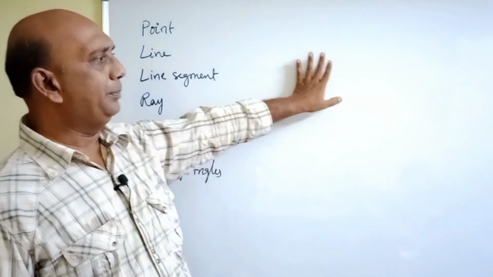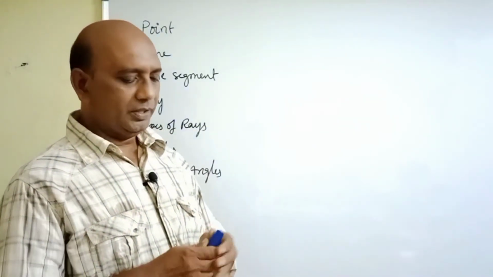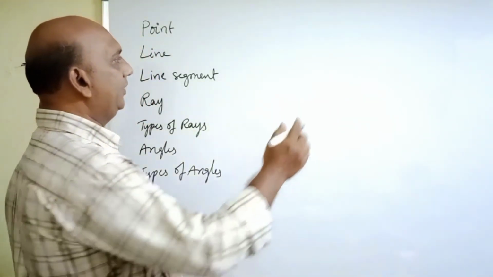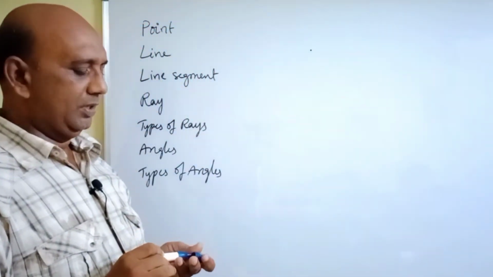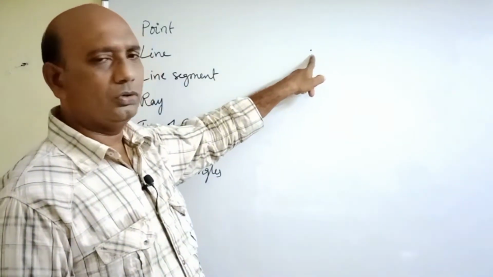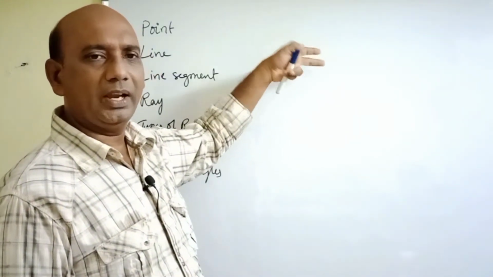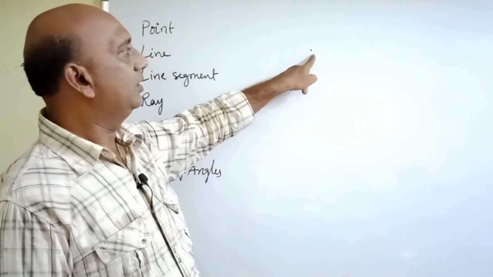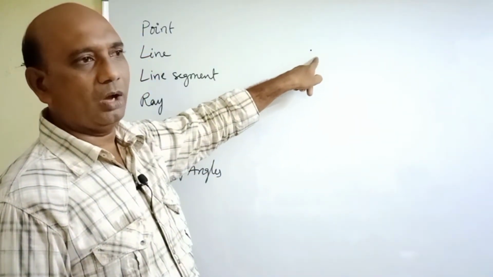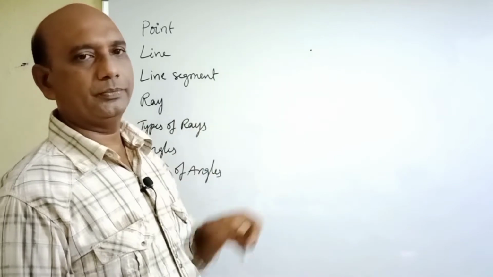This is a plane surface. On this plane surface, if I plot a dot like this, this dot has no dimensions. It has no length and breadth. So the dimensionless object is called a point.